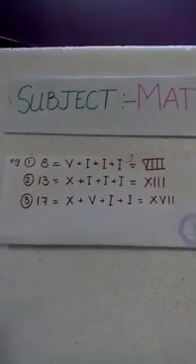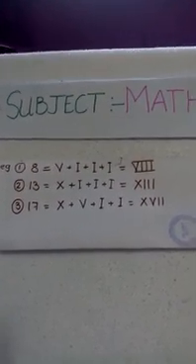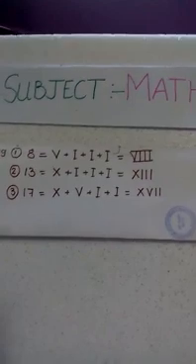First example is 8. So let's divide 8 as 5 and 1, 1, 1. That is equal to V plus I plus I plus I is equal to V I I I. Second example is 13. So let's divide it again. So it is 10 plus 3. That is equal to X plus I plus I plus I, that is equal to X I I I.